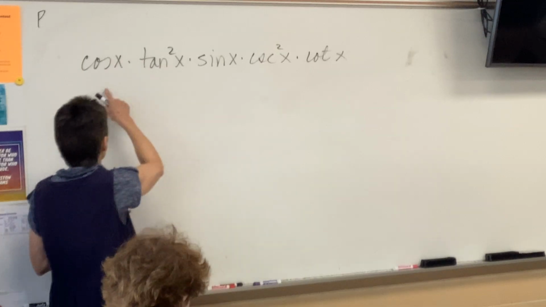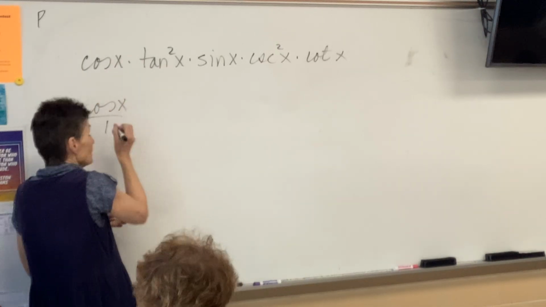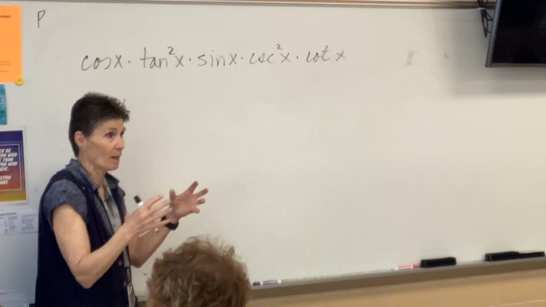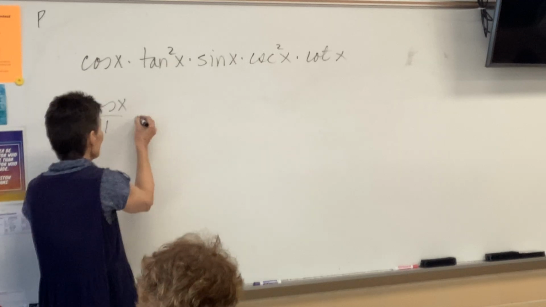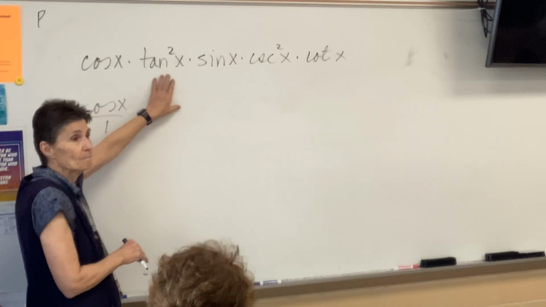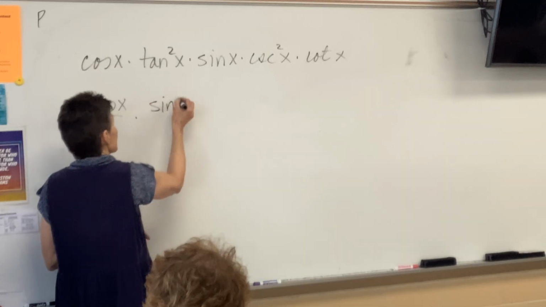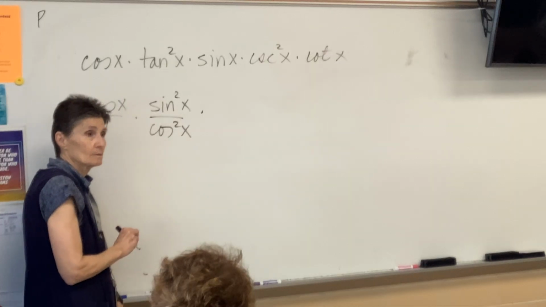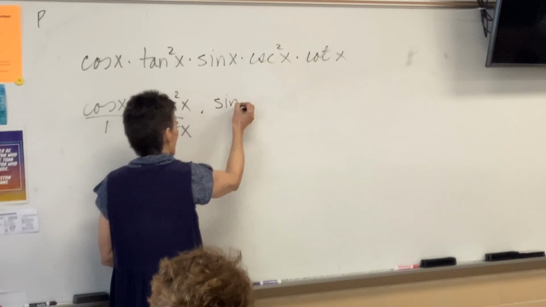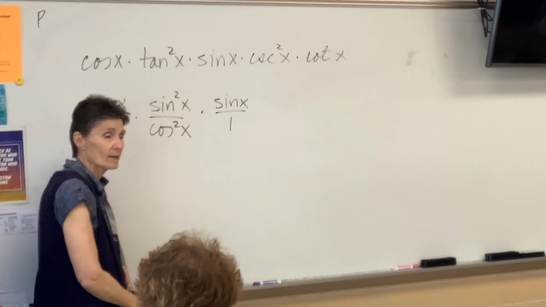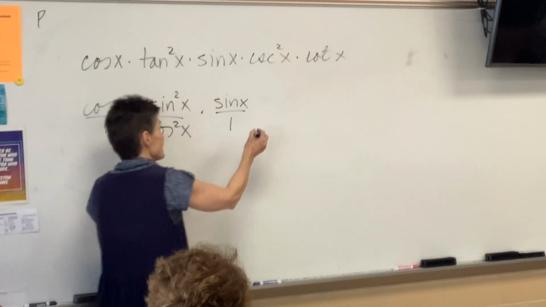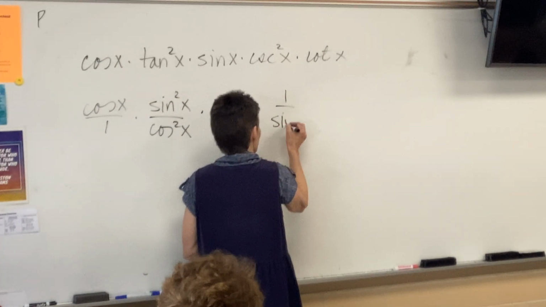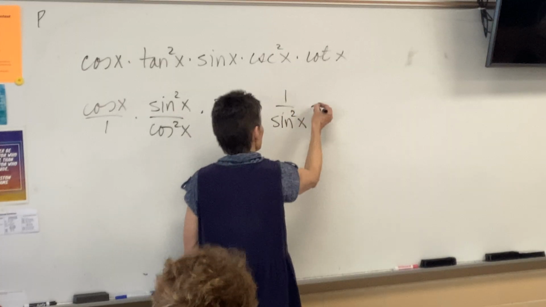Now remember, cosine and sine do not have fractions. They don't have any alternative. They're the building blocks. So we're going to start with cosine over 1. Now, what about this one though? What is tangent? So it'll be squared, sine squared over cosine squared. What about cosecant? What's cosecant? 1 over sine, and it will be squared because it's squared.